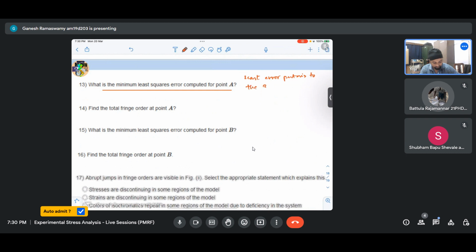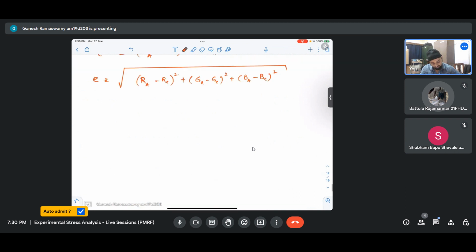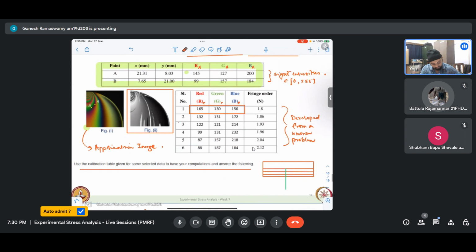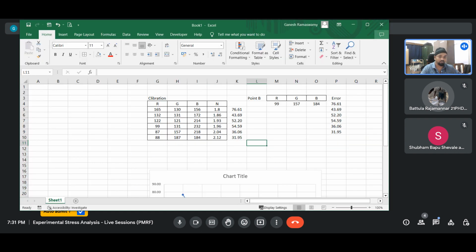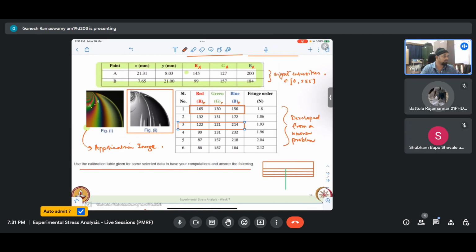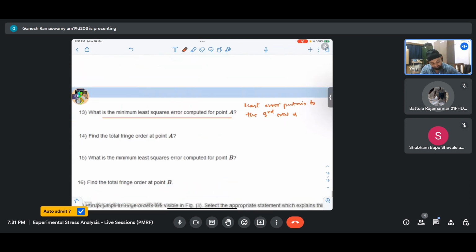Third row, I should say. Basically this row gives me the least error, which was coming to, what was the quantity that was coming there? 27 something. Yeah, 27.59. So the error was 27.59, which was the least. So based on that least error, can I conclude something on fringe order A?